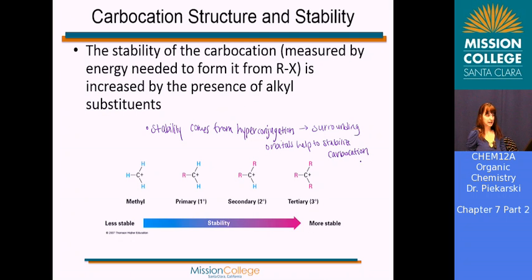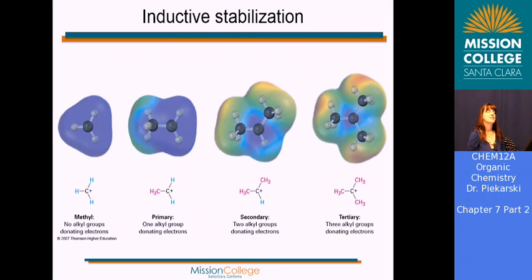Okay. But another reason, and this is going to be really important, we talked a little bit about it before, I believe in chapter 2, is due to the inductive effect. Basically, the more alkyl groups we have attached to this positively charged carbon, the more electron density, because they're electron donating groups, is shifted towards the charge of the carbocation. So it helps to stabilize it.